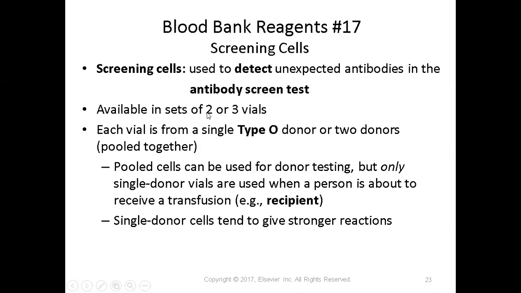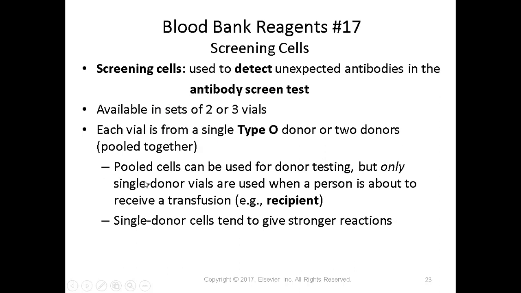So screening cells come to us in sets of 2 or 3 vials. Each vial is from a type O donor. Think about why that's important. It must be type O, because O lacks all ABO antigens, right? We don't want any other type, because then technically if an individual has anti-A or anti-B antibodies in their blood when we do the testing, could be reacting. Okay, so must be type O, could be from a single donor or 2 donors pooled together.